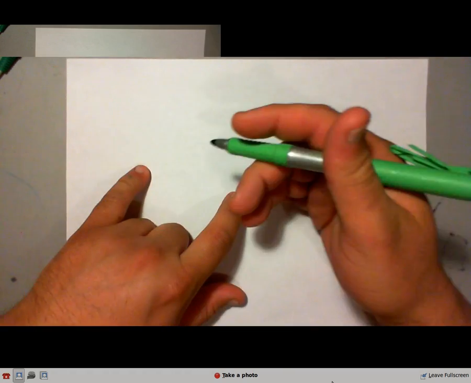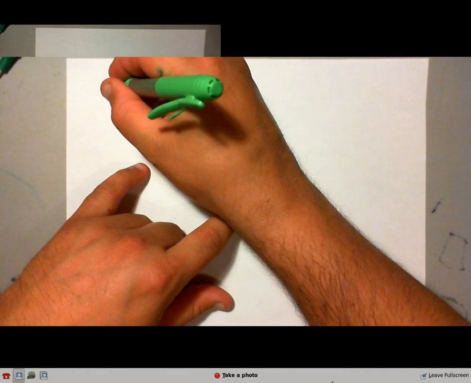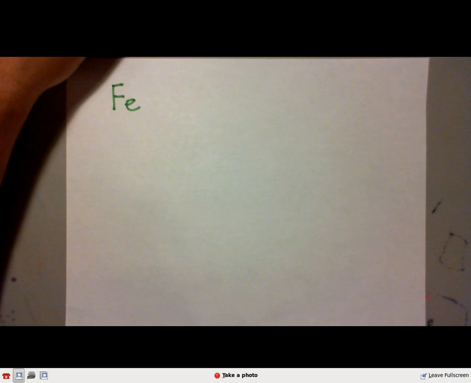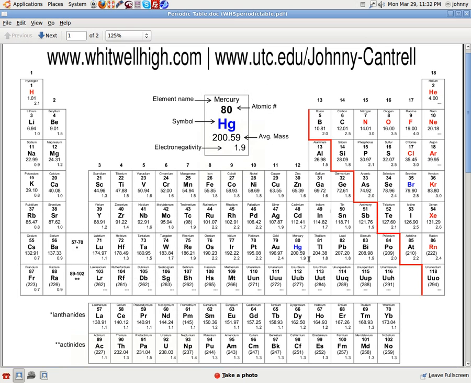Now, normally what they'll do is they'll give you an element. Say they give you iron. So the symbol for iron is Fe. And what they'll do is they will find an isotope of iron. So let's find where iron is on the periodic table. Now on the periodic table you see the element, Fe. You also will see 26. The 26 stands for the number of protons.